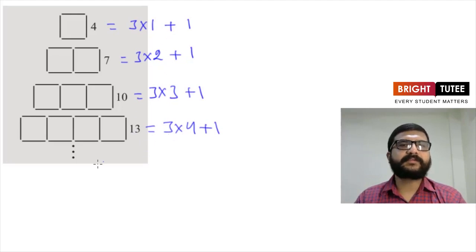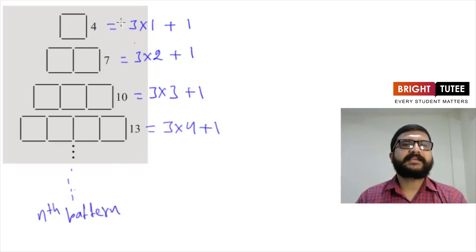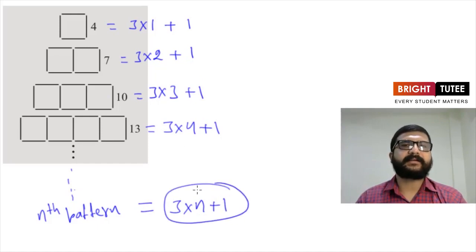So here if we observe carefully, for the nth pattern, what are we going to have? See, for the first pattern it is 3 into 1 plus 1, for the second pattern it is 3 into 2 plus 1, for the third pattern it is 3 into 3 plus 1, and for the fourth one it is 3 into 4 plus 1. Similarly for the nth pattern it will be 3 into n plus 1. This is for the nth pattern.